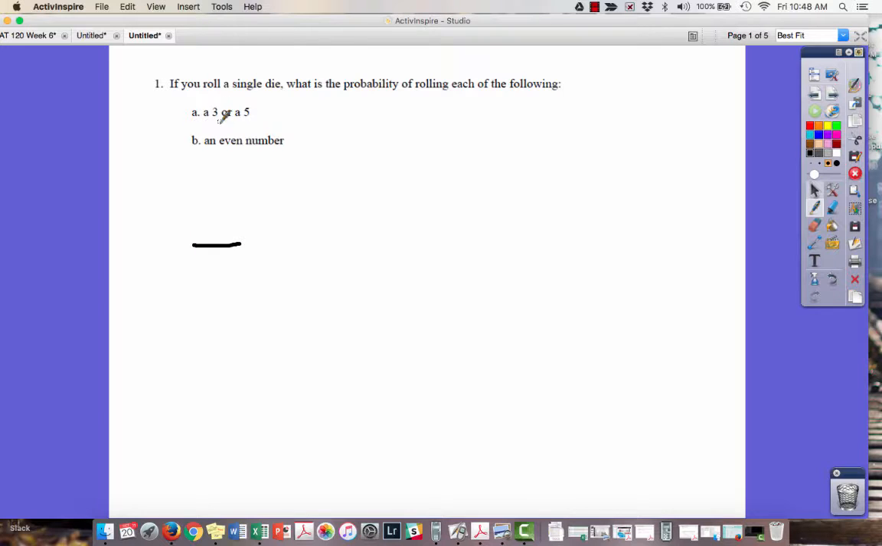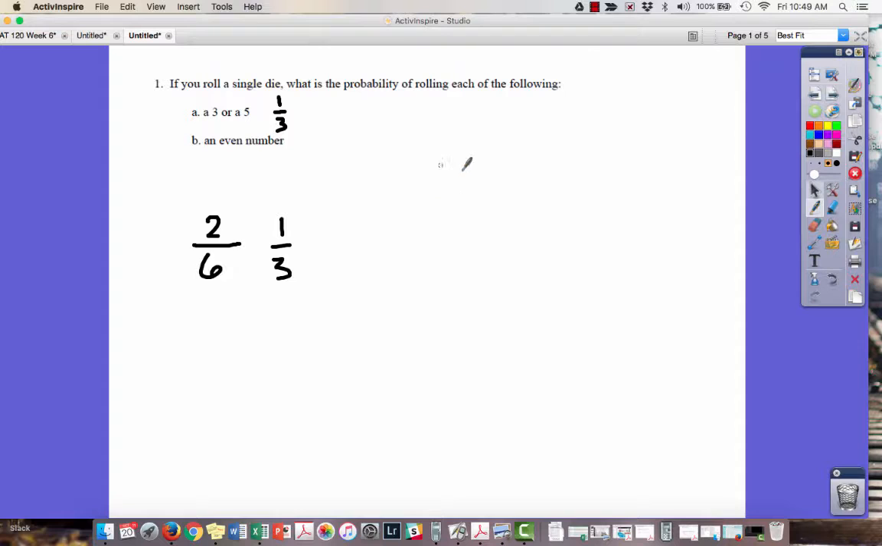So for question A, if we roll one die, what's the probability of getting either a 3 or a 5? Well, I could get a 3 or a 5. So there's 2 ways to get what I want out of 6 possible things, and then that reduces down to 1/3. And so the answer for that one would be 1/3. If you said 2 out of 6, you'd get half the credit. So make sure that you reduce.